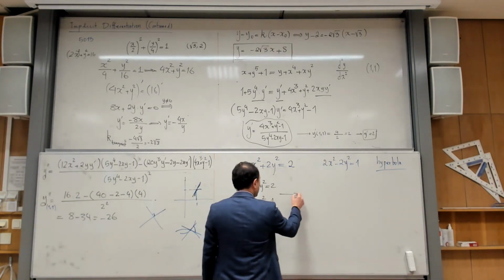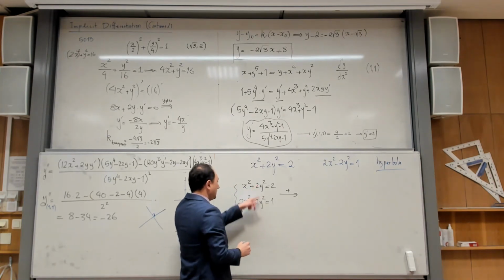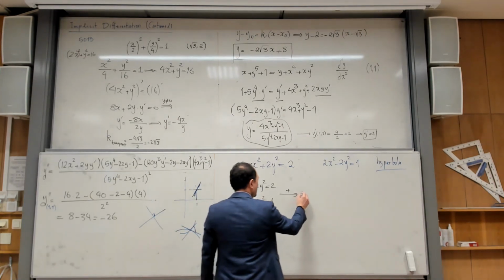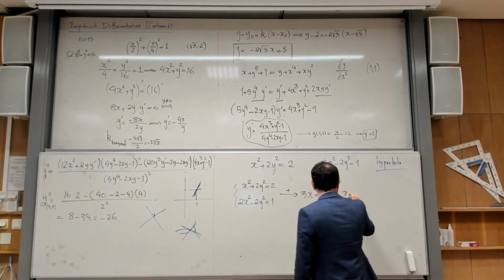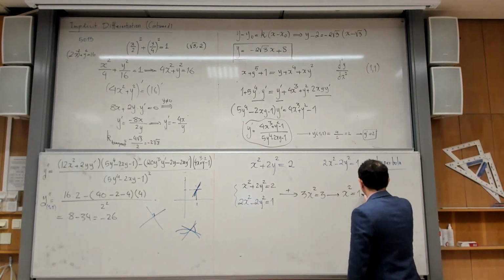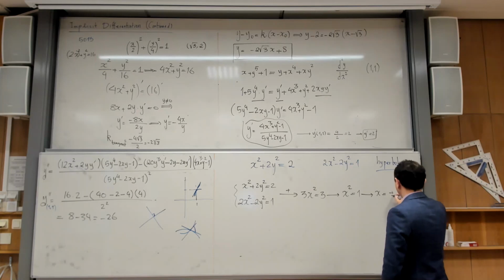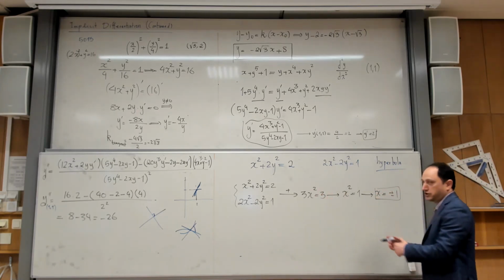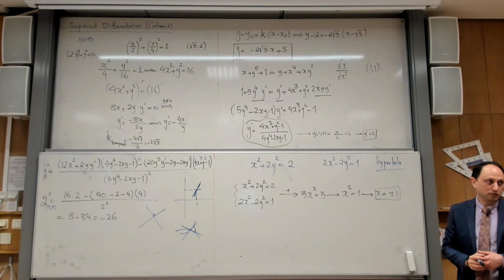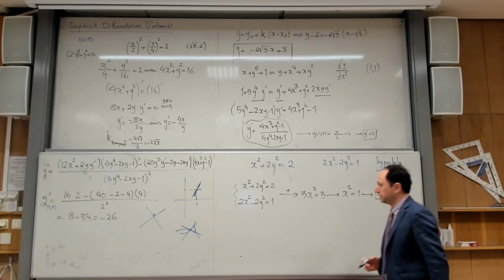If I add them, this one and that one are gone, it becomes 3x squared equals 3, and then it means that x squared is 1. But you have to be careful, both of them are acceptable, plus or minus 1. So it means that these two curves probably will intersect at more than 1 point. But how many points do I want you to predict?